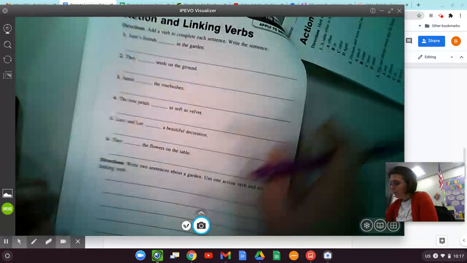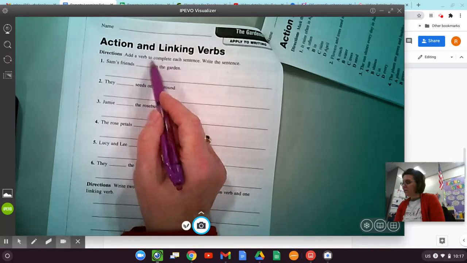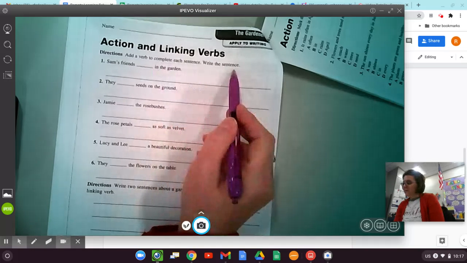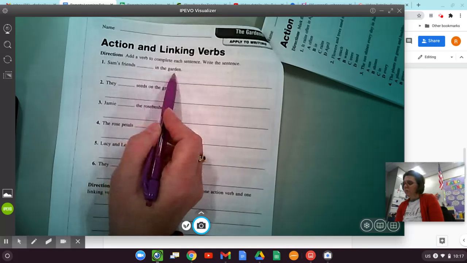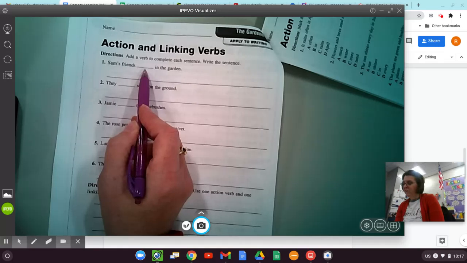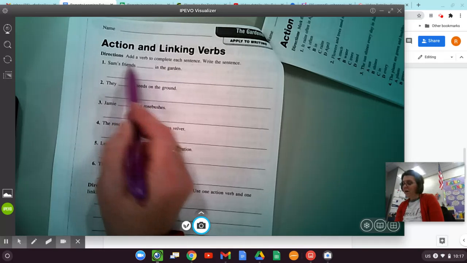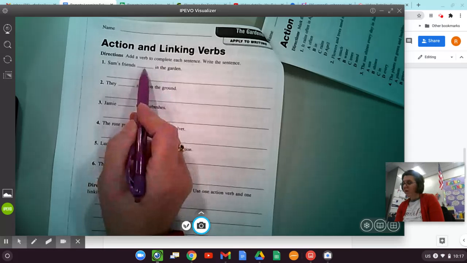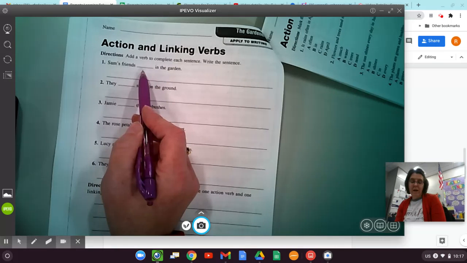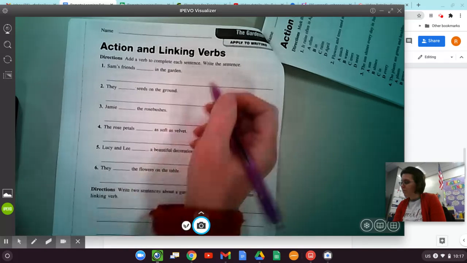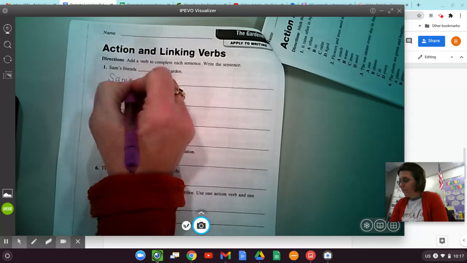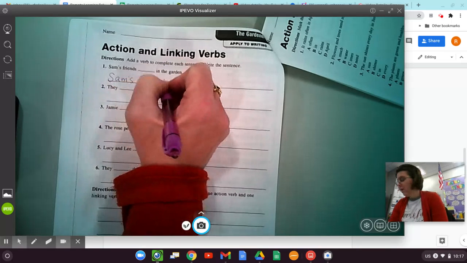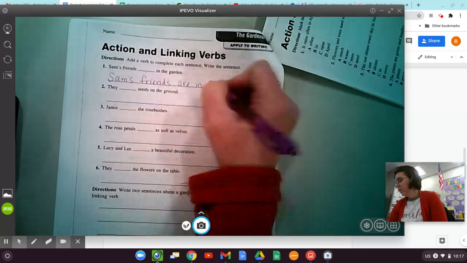Add a verb to complete each sentence. Write the sentence. Sam's friends, in the garden. Sam's friends. What verb could you put there? Sam's friends plant in the garden. Sam's friends are in the garden. It has to be a verb. It has to make sense. There's more than one choice. So you're going to add the verb. You can write it here, but then you need to write the whole sentence. Sam's friends are in the garden.